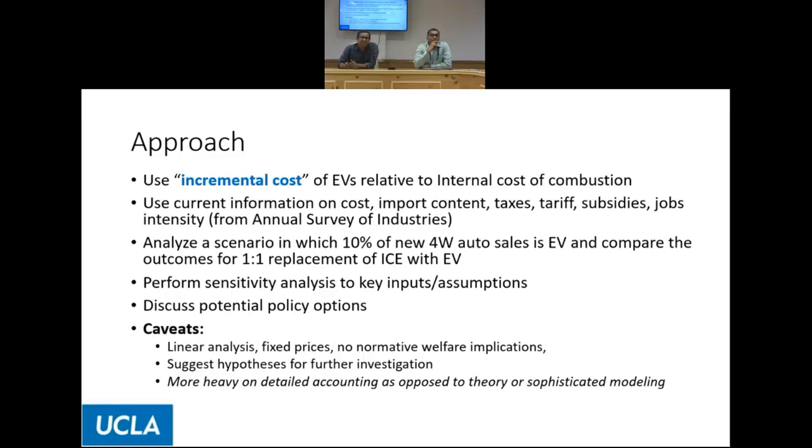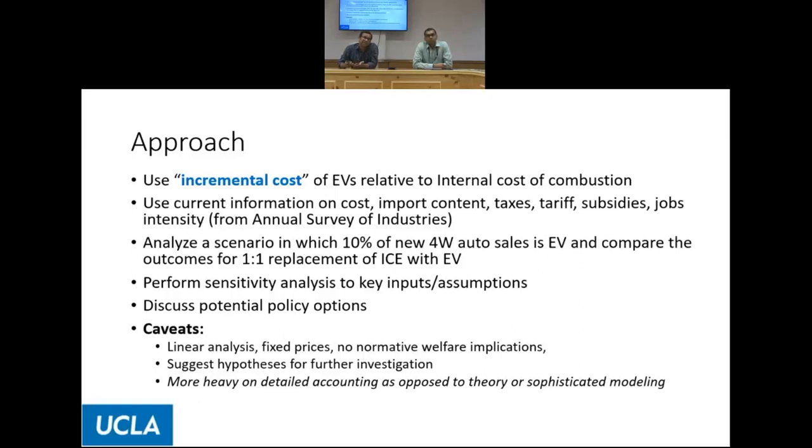It's also heavier on detailed accounting, as opposed to being very heavy on theory or sophisticated modeling. I know that sounds like a bit of a bummer, but we need sophisticated modeling with some sort of structural model to look at the long run implications. I think for me, the transition is extremely important, and the accounting actually provides a very good starting point to see what the implications are. A model like this is very useful to understand the structure of the linkages today. And in the short run, I think a linear assumption is not bad. It transparently tells you what can happen.